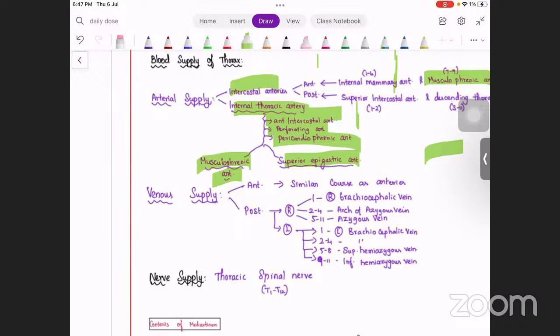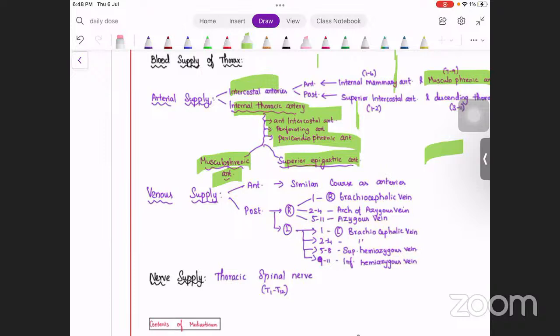So the intercostal arteries are anterior and posterior, and the anterior ones are received from two sources: ribs 1 to 6 from the internal mammary artery, and ribs 7 to 9 from the musculophrenic artery. Then you have the posterior intercostal arteries, which also come from two sources. One is the superior intercostal artery, which supplies ribs 1 and 2. Then you have the descending thoracic aorta, which supplies ribs 3 to 11.